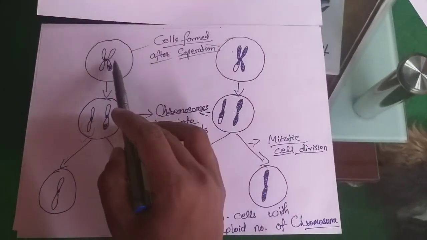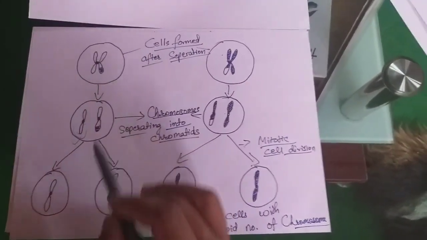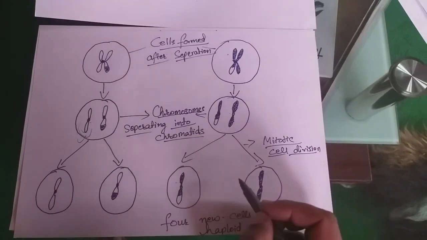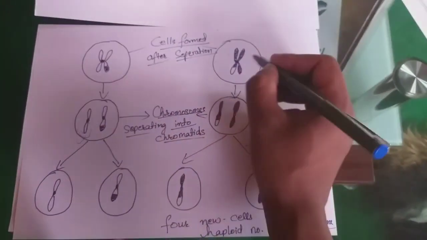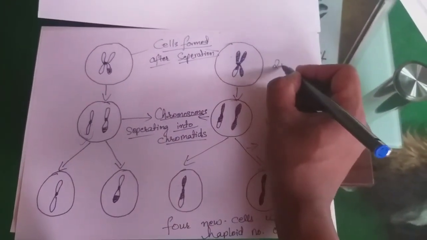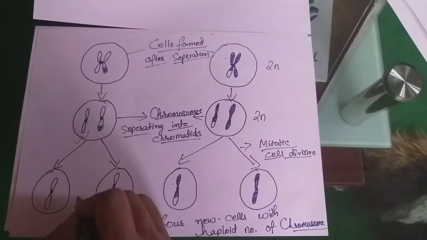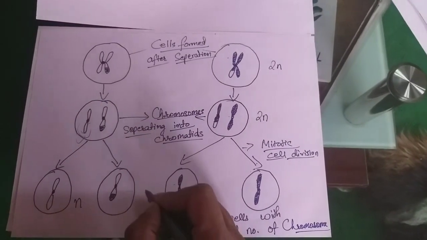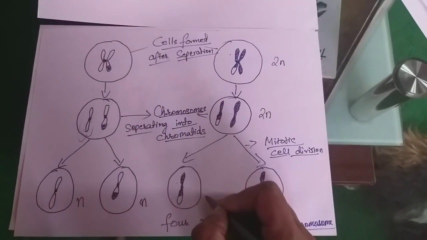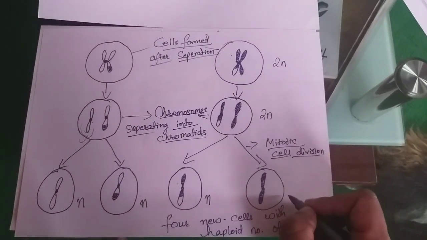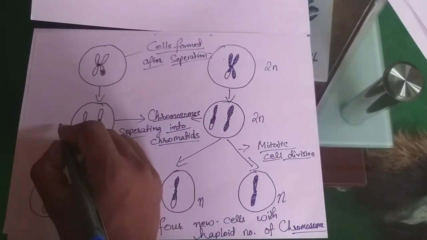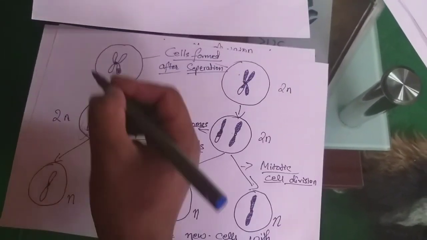This cell is not diploid. Diploid means this type. So this cell is not diploid, but it is haploid in nature. This one is written as 2n. 2n means diploid, but all of these cells are n, only n, that is haploid. n means haploid, that means with half the number of chromosomes.